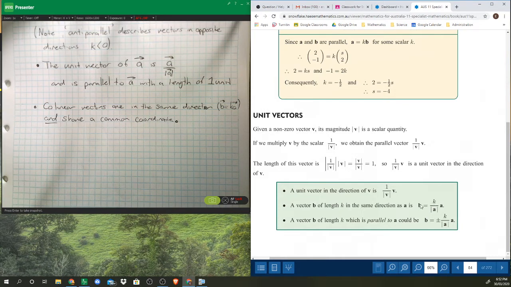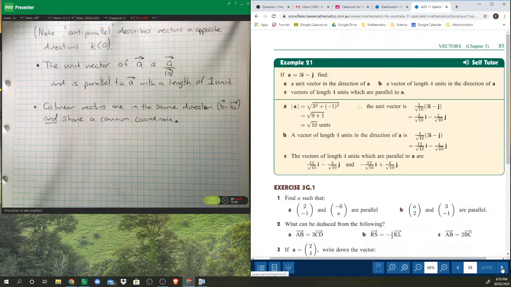So if you wanted a vector of A that had 4 units, K would be 4. You divide out the length of A, so A divided by modulus A has a length of 1. Times by 4, B would be 4 units in the direction of A. You can also make it go in the opposite direction by doing minus in that case.